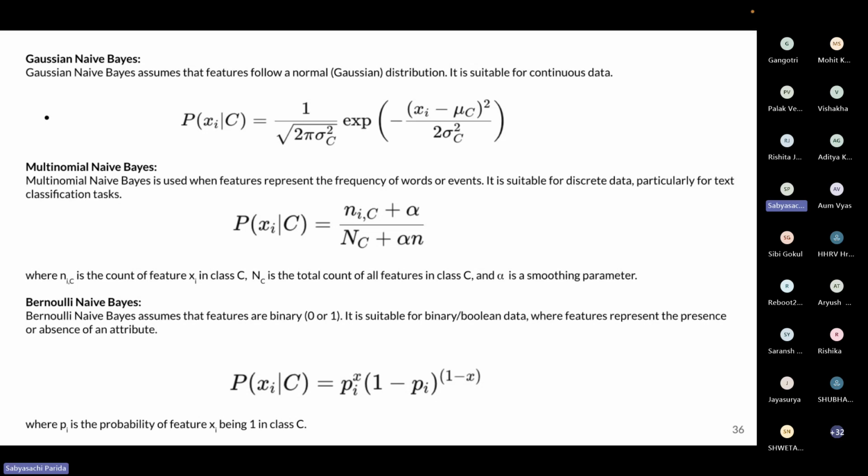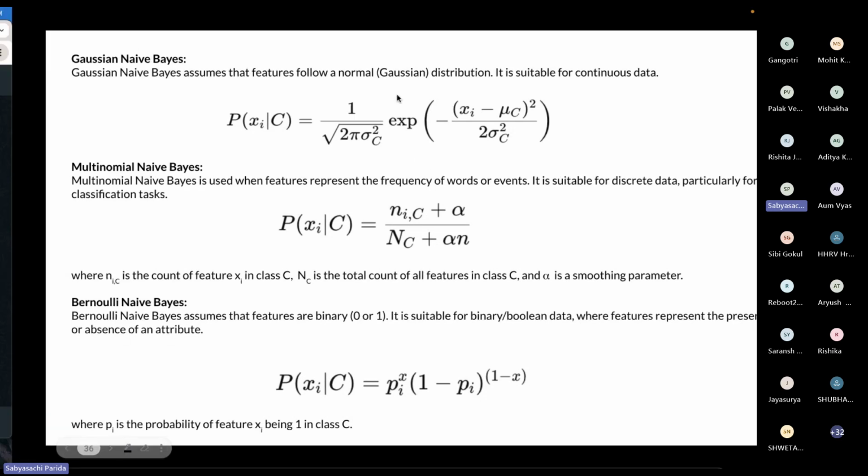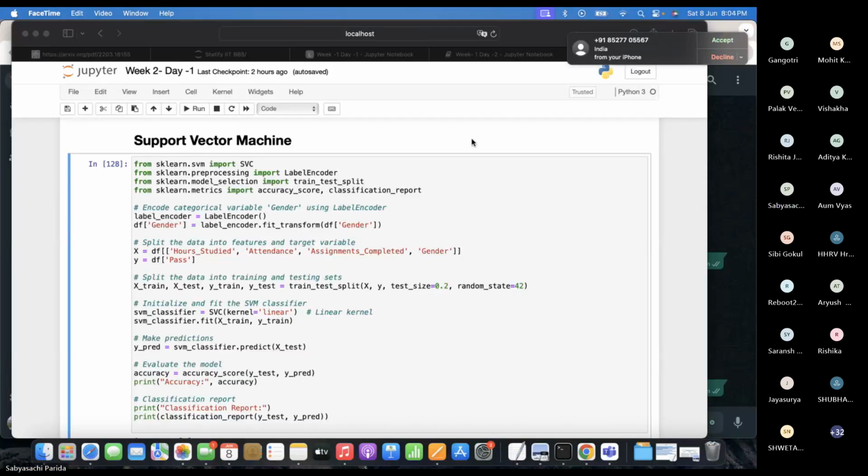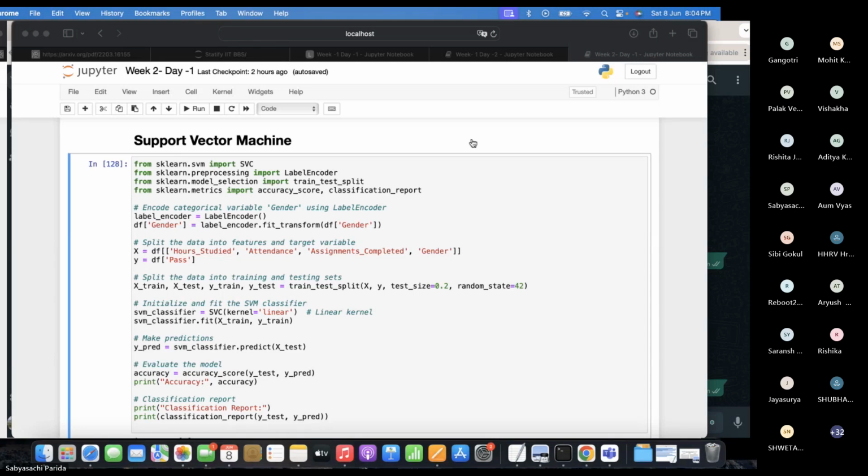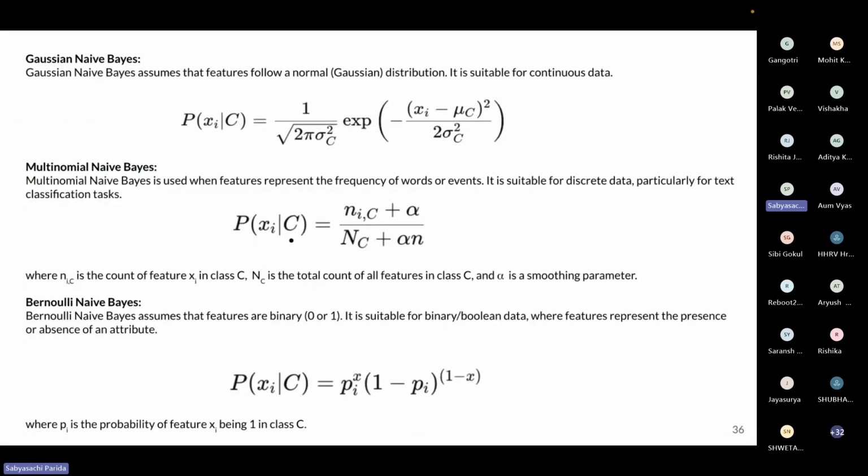There are different kinds of naive Bayes techniques: the Gaussian naive Bayes, the multinomial naive Bayes, and the Bernoulli naive Bayes. These are the corresponding formulas. Mostly people go with the multinomial naive Bayes, where N_ic is the count of the feature X_i in class C, and N_c is the total count of the features in class C, and alpha is the smoothing parameter.